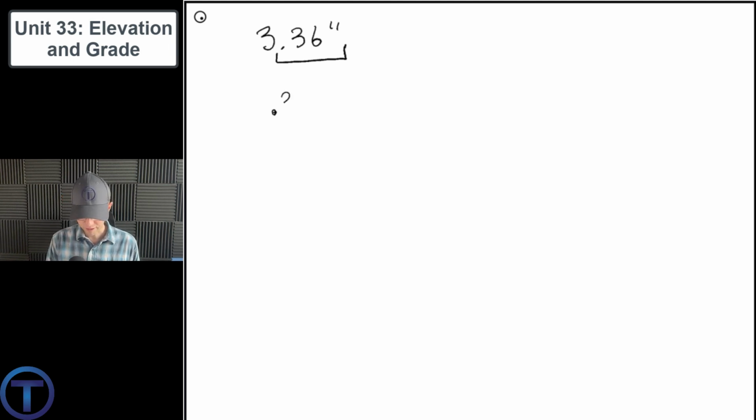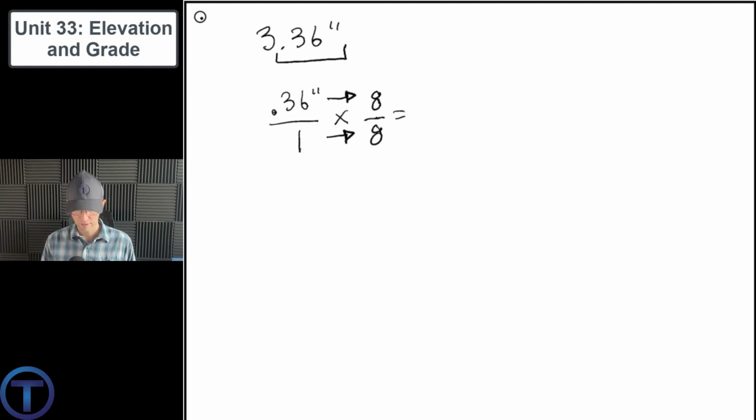So if I've got 0.36 inches, I can put that over 1 because I need to convert this into a fraction and multiply that by 1 over 1. That doesn't change anything, right? But if you'll remember, we can cut that into pieces. So that would give us 8 over 8 and the opportunity to convert this into a fraction, right? So then I'm just going to multiply straight across. That's how fraction multiplication goes. You multiply the numerator that's on top straight across. You multiply the denominator on the bottom straight across. It's going to give us a number over 8. Let's see what that ends up being.